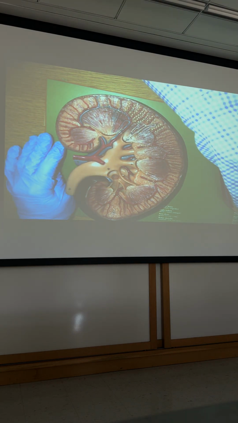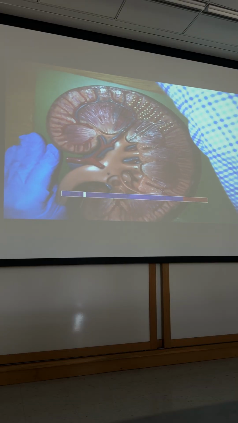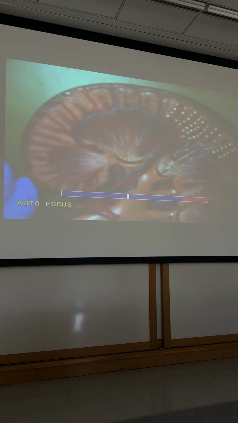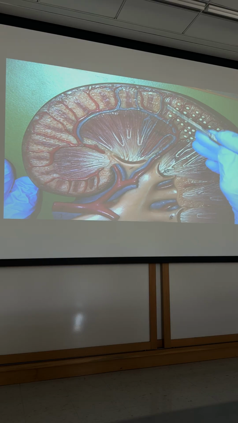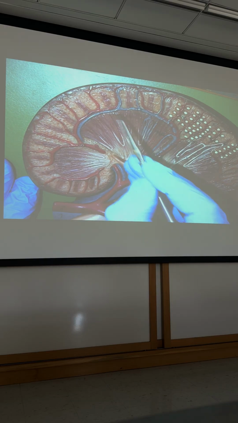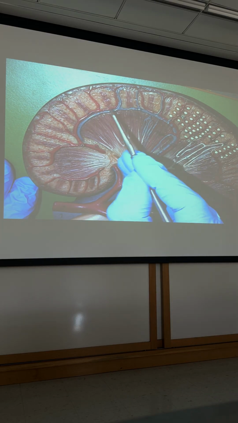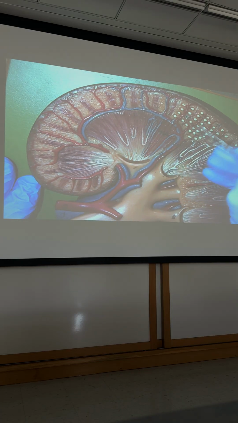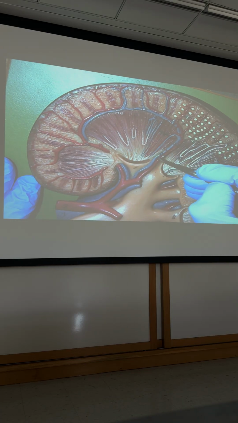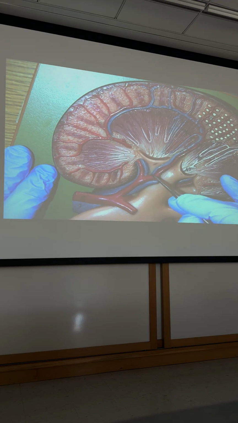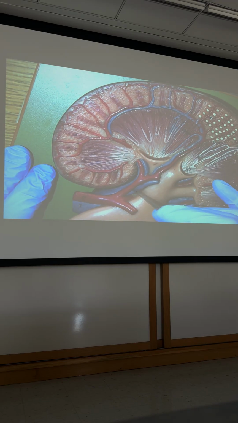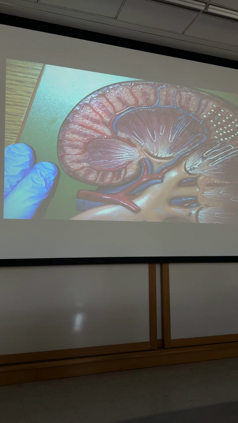So just to help you out here, these would be cortical radiate veins in blue. This would be the arcuate vein in blue. Then as it goes down in between the pyramids, it becomes the interlobar vein. Then the segmental veins, and then eventually the renal vein.